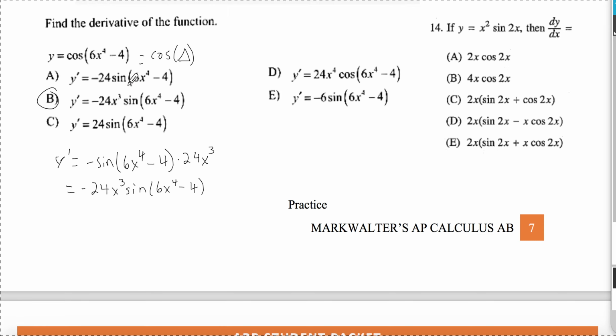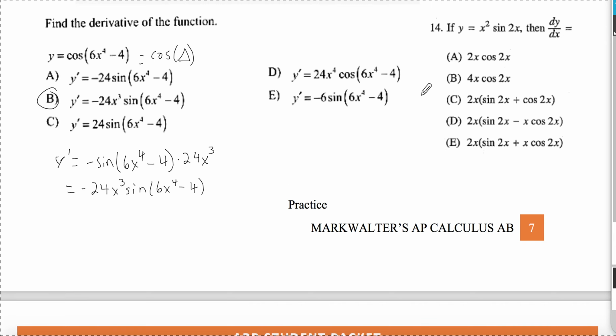Here, if you got A, it looked like you lost your x cubed. Here, you forgot the derivative of cosine is negative sine. Here you didn't take the derivative of cosine. Here, you took the derivative of cosine correctly, but then said the derivative of the inside was just 6. So looking at B there.